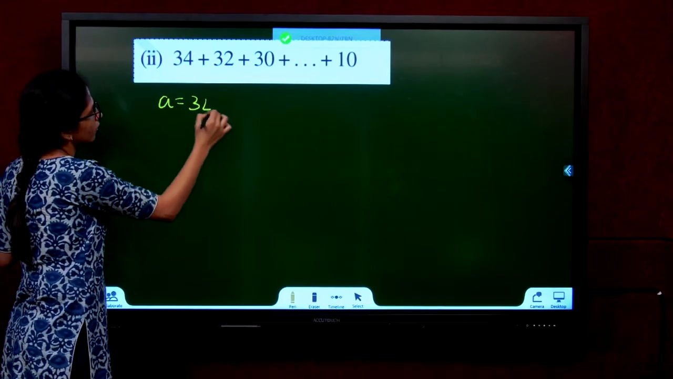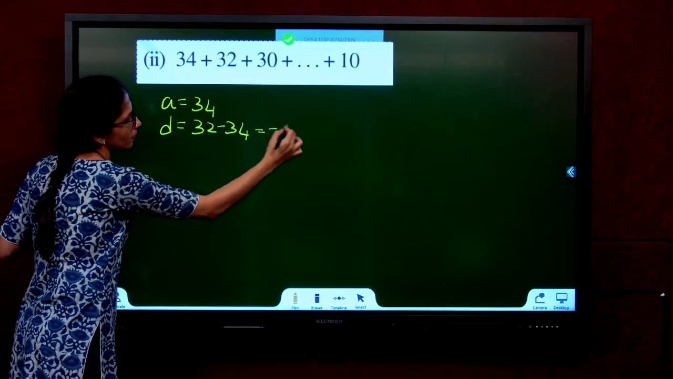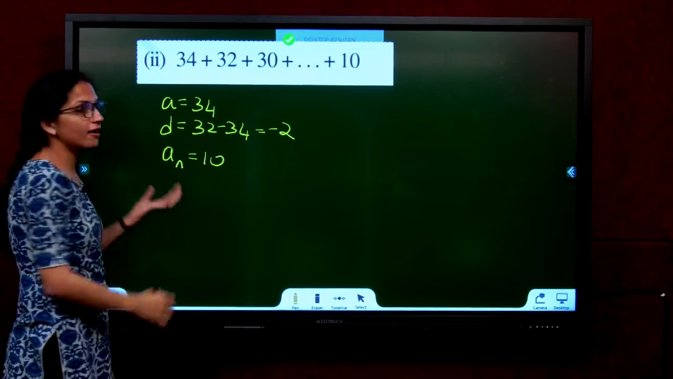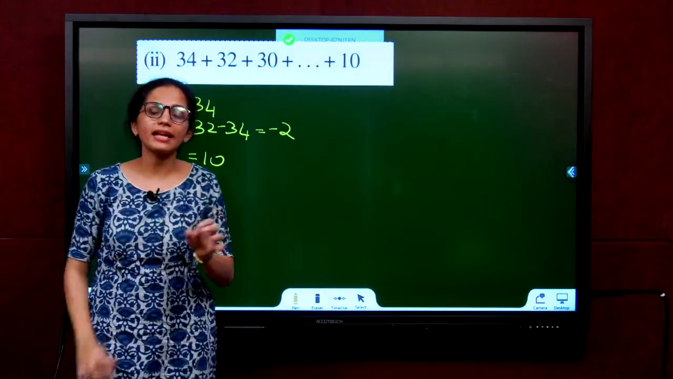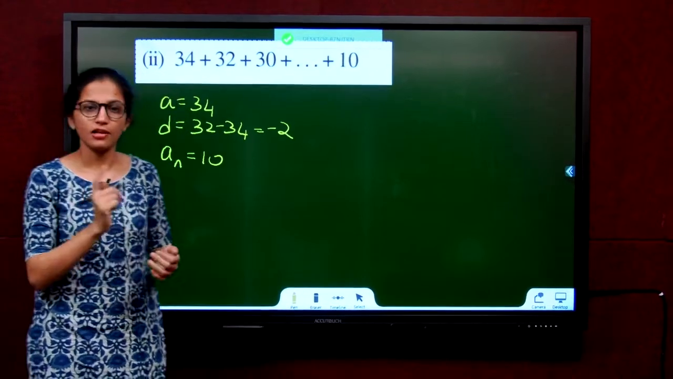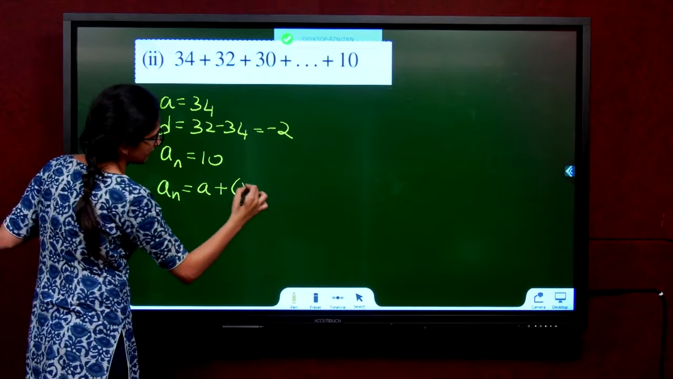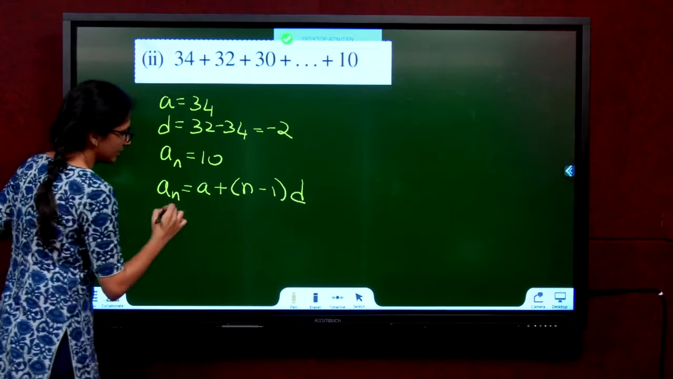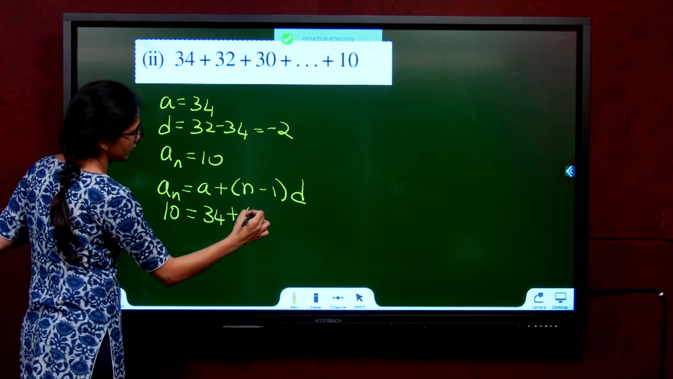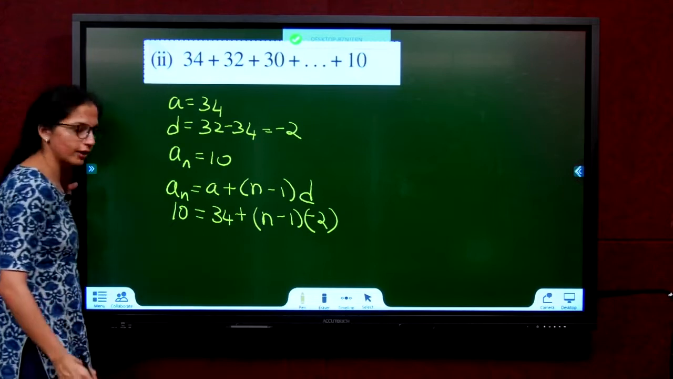A is 34, D is 32 minus 34, minus 2. Last term An is 10. Do we have N? No. Without N you cannot find Sn. N is compulsory for Sn. So first let us find N. An is equal to A plus N minus 1 into D. 10 is equal to A 34 plus N minus 1, we don't know N. D is minus 2. Fine.